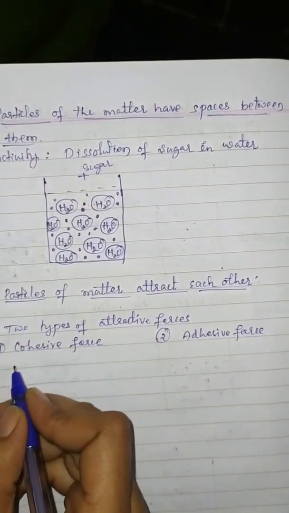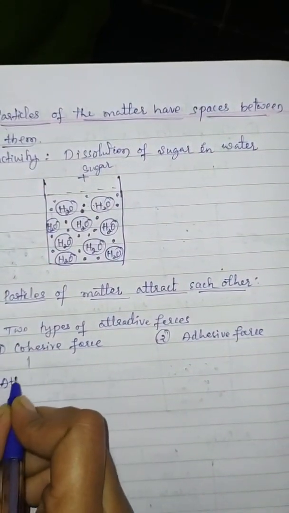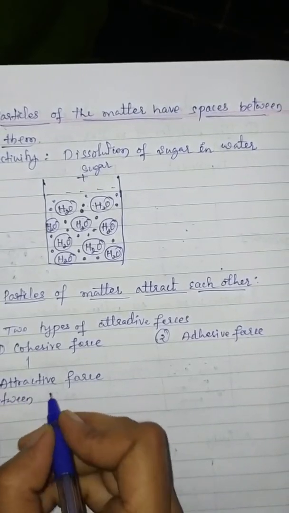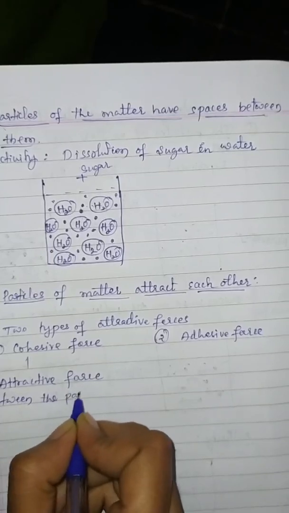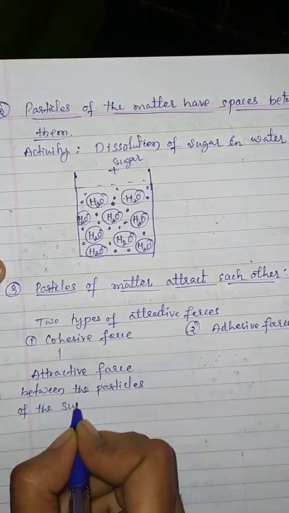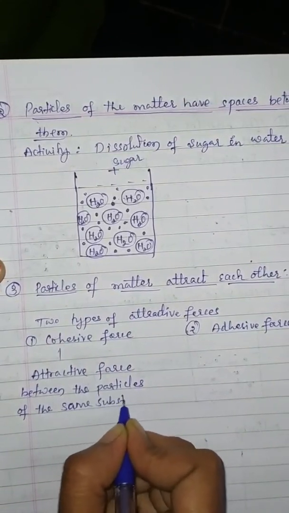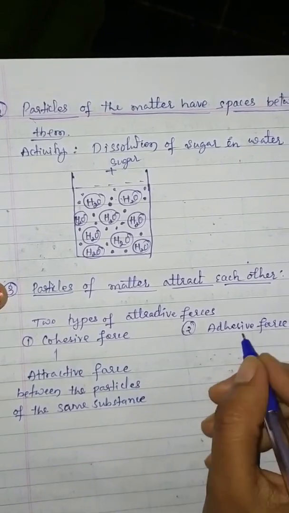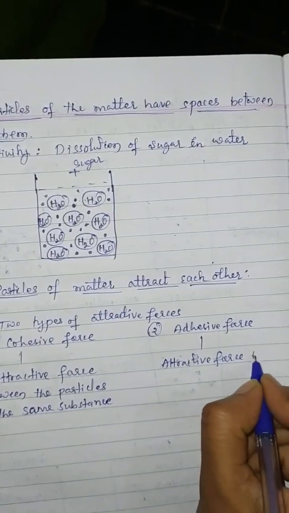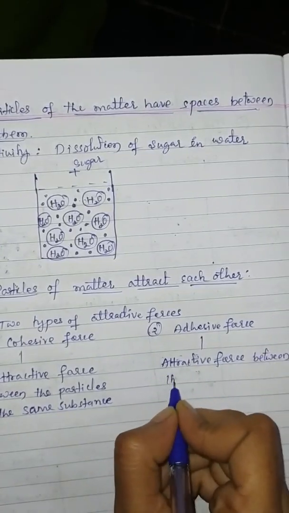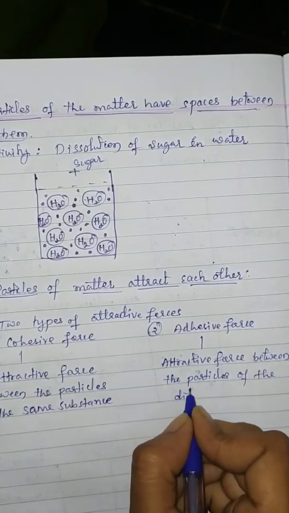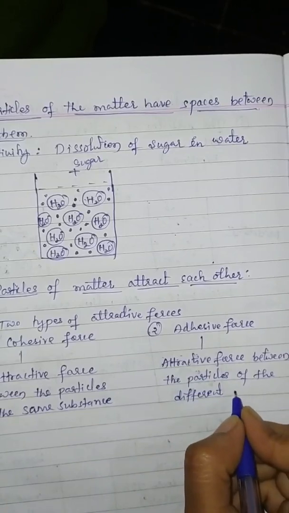Cohesive force is the attractive force between the particles of the same substance, whereas adhesive force is the attractive force between the particles of different substances.